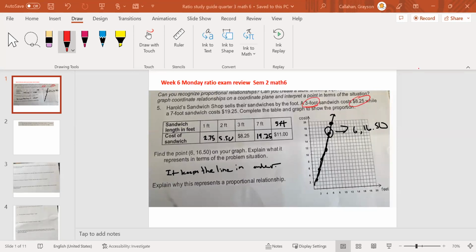So what you need to do is, 3-foot costs $8.25. You need to figure out how much it costs for 1 foot of sandwich. So what you do is you take the $8.25, divide by 3 feet, right? This answer right here is going to give you the cost for 1 foot of sandwich. First thing you're going to do is, because you have decimals right here, you need to move it over. So 2 decimals to the right means you get 2 zeros.